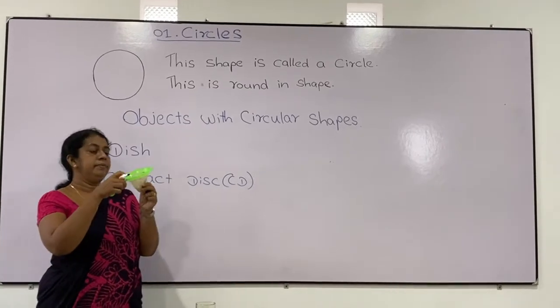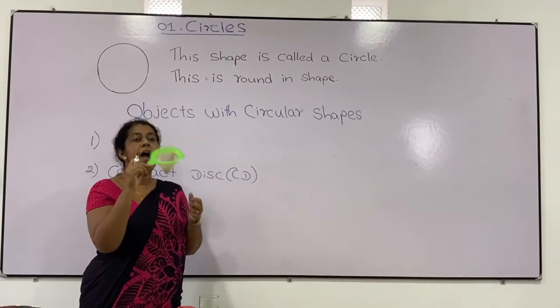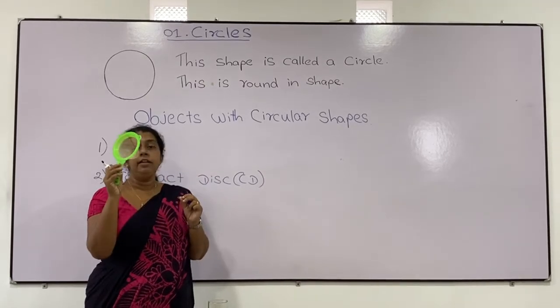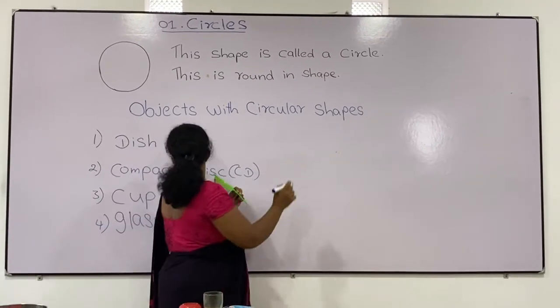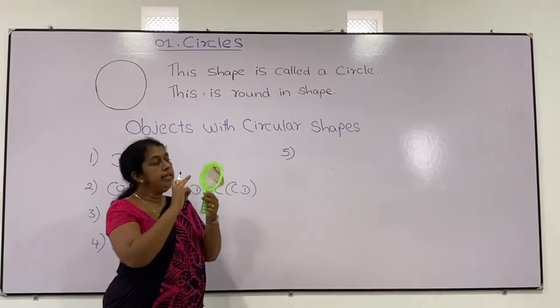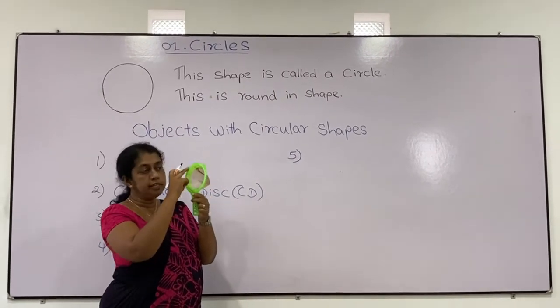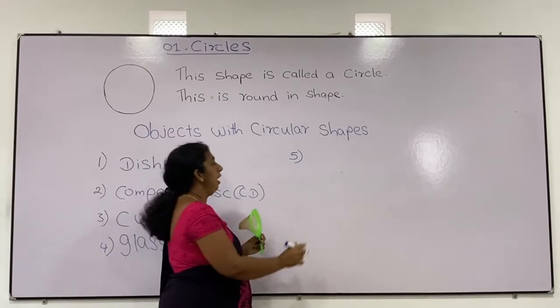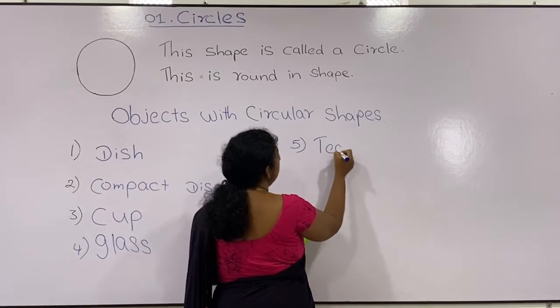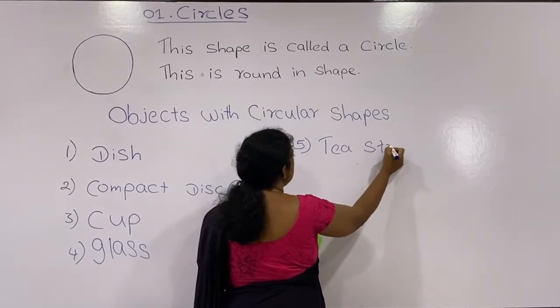Right? So, shall we see what the other objects are? What is this? In your homes, you have this one. This is called a tea strainer. So, I will write number 5. You can see there also there is a circular shape. So, you can write another one, tea strainer.